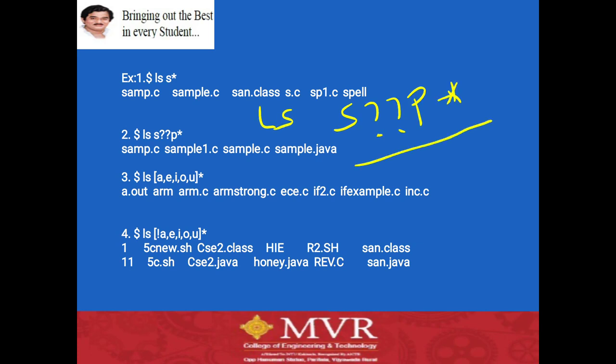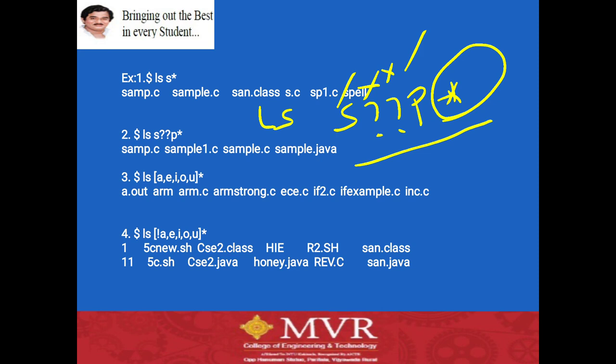So observing this, can we tell the length of the files? We can't, because here what we have specified is we are looking for all the files which have s as the starting letter, then followed by any two characters, then the fourth character must be p. After that it may contain anything. That is the thing we are specifying here. So I think you are getting the point.